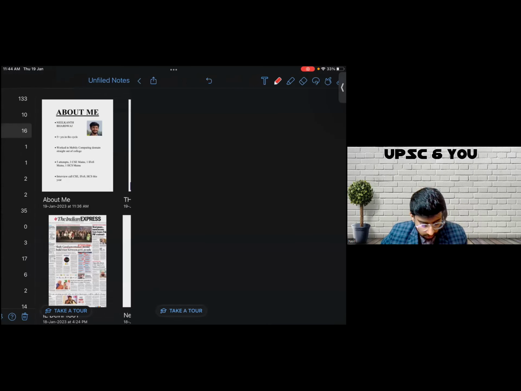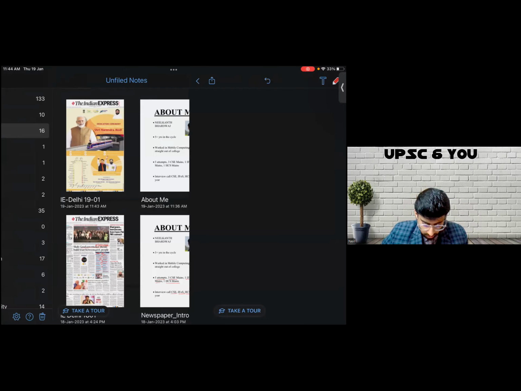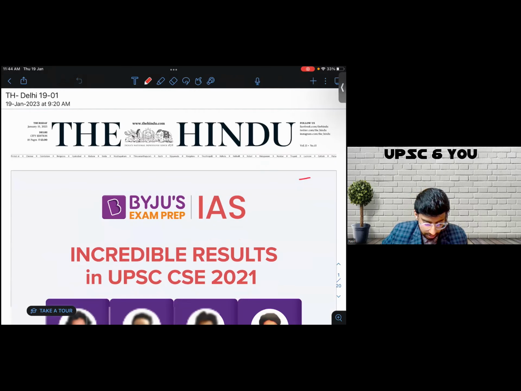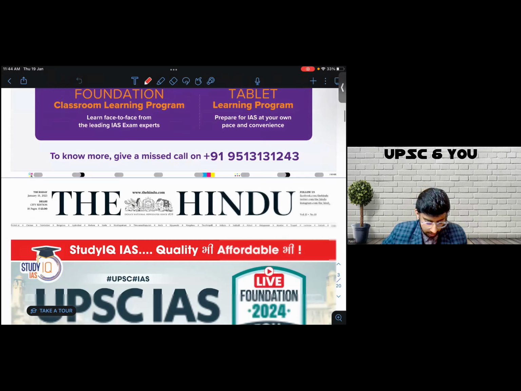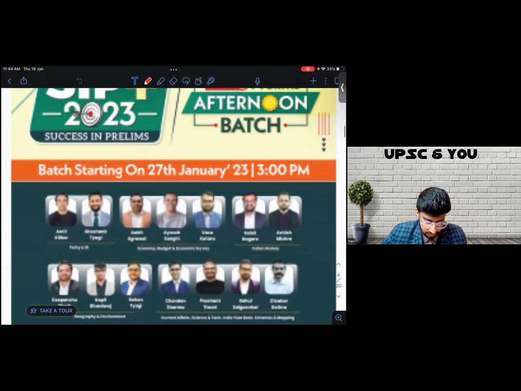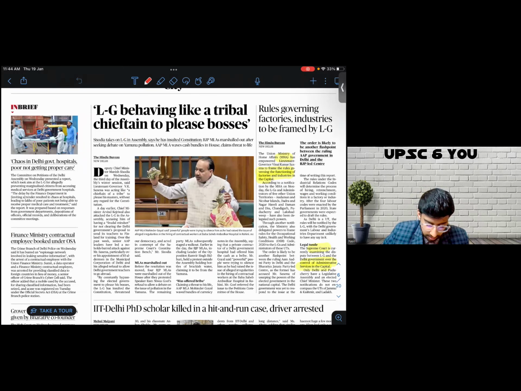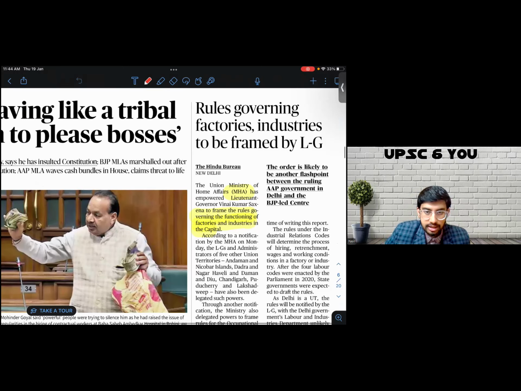Then let's come to The Hindu. So The Hindu had two or three good snippets of information. Let's come to the first page, had nothing important. Page number two, again, so we saw this issue pertinently coming in since some time, the LG CM tussle in Delhi.